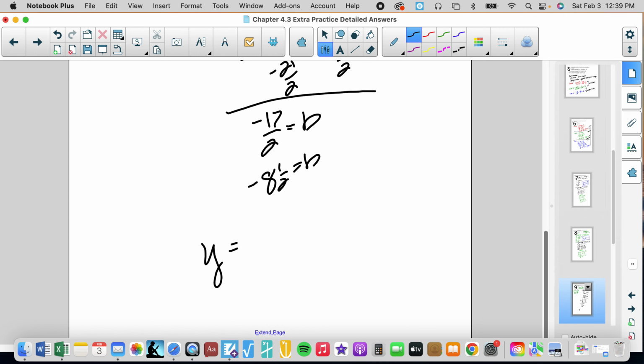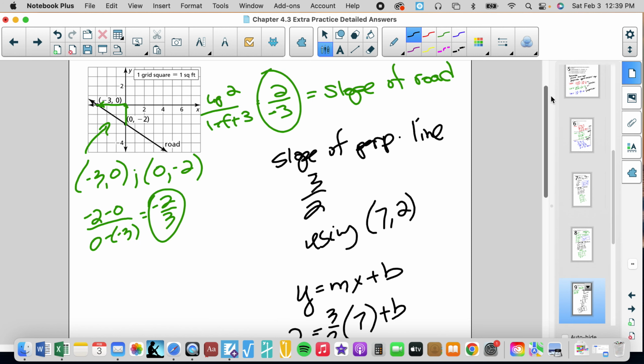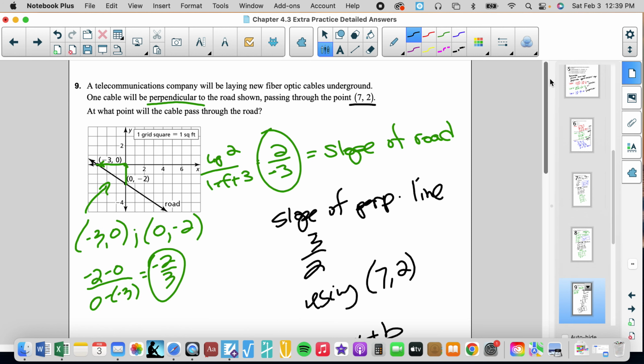So the equation is y equals, my slope is 3/2 x, and you can do minus 8 1/2, or y equals 3/2 x minus 17/2. Either one, don't give me both, give me one of them. And that didn't answer the question. At what point will the cable pass through the road? So where is it going to intersect is what it says.